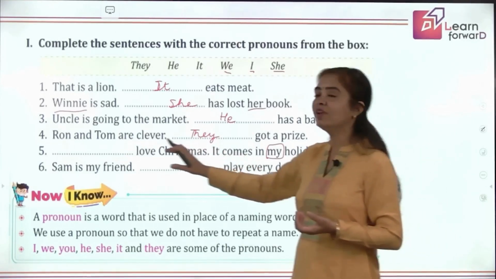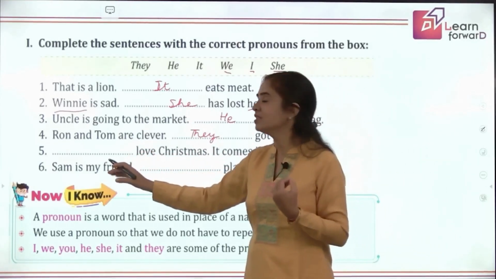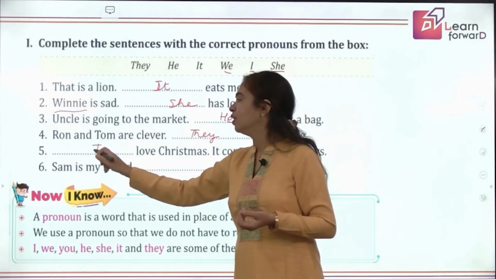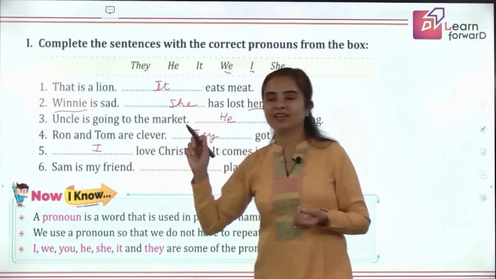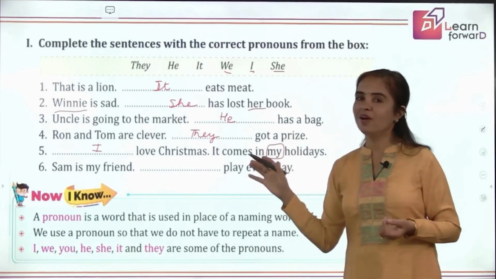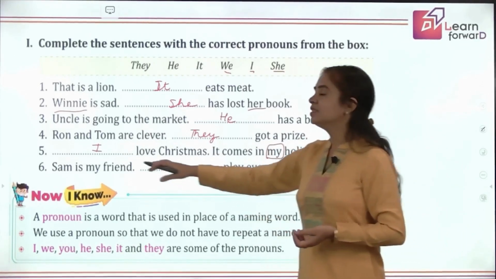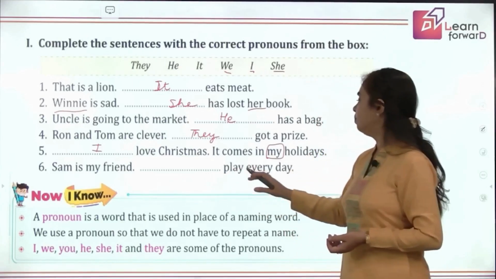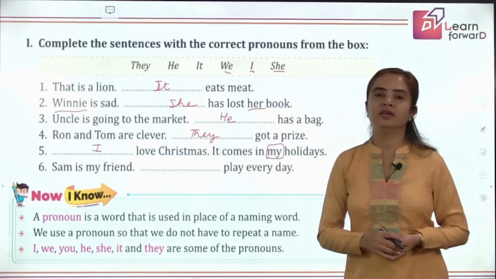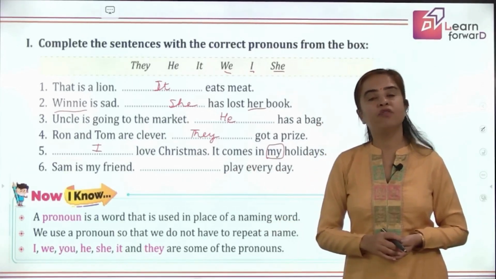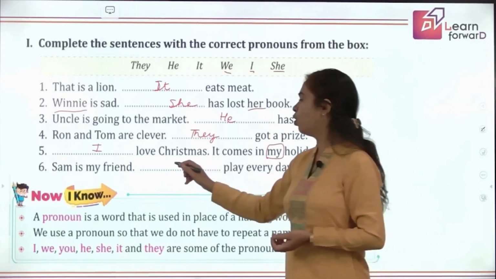So what will come here? The speaker is referring to oneself. So, I love Christmas. It comes in my holidays. Isn't it sensible now? Good. Sam is my friend. ___ plays every day. Sam is my friend. Sam is a boy.